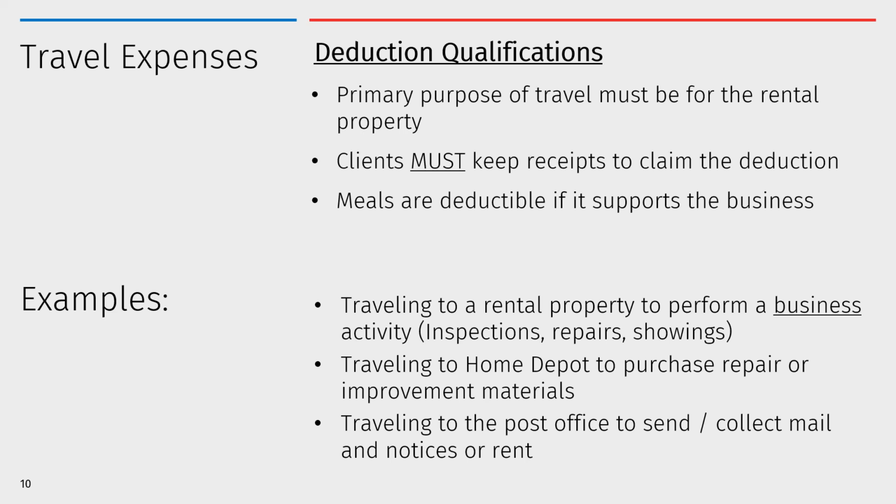Every time they go to Home Depot and then drive from Home Depot to their actual rental property, they're going to be able to deduct all of that gas and take all those miles. Last little item I think that is fairly obvious is traveling to the post office to send and collect mail. Maybe they have some late notices. They have a PO box where they're running their business from. Every time they go to and from the post office, this will be fully deductible as well.